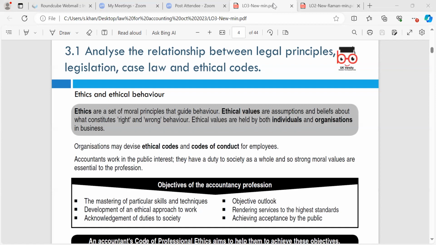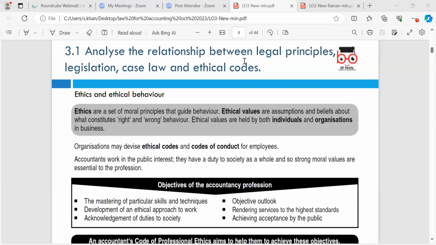Yeah, so it comes down to your moral principle. Some people have it, like you said, some people don't, but ethical values are assumptions and beliefs about what you as an individual constitute as right and wrong. So it is held by individuals. Some individuals hold it more than others, and some hold it less. The reasoning behind devising ethical codes and a code of conduct is so people follow it, and so you as an individual are able to identify the moral principles, what is right and what is wrong.